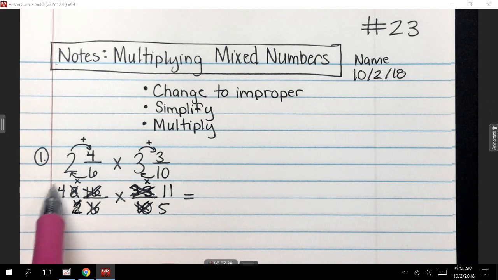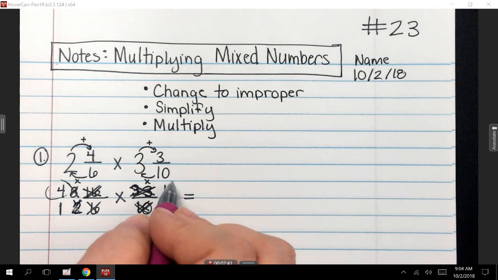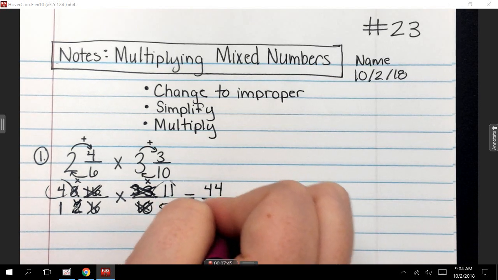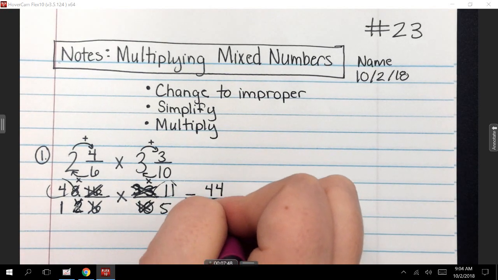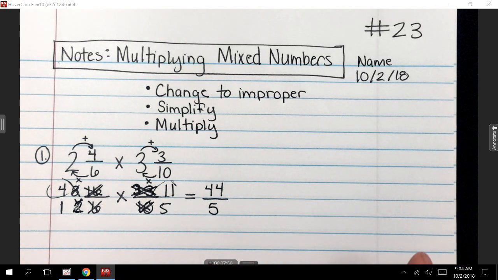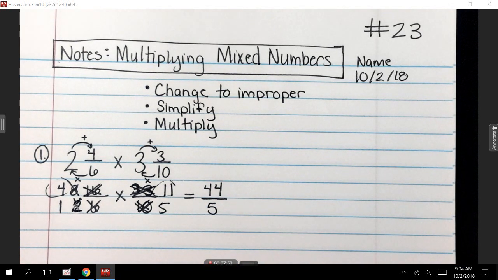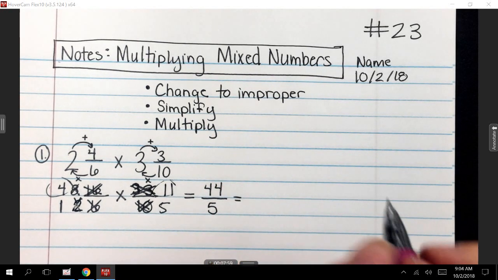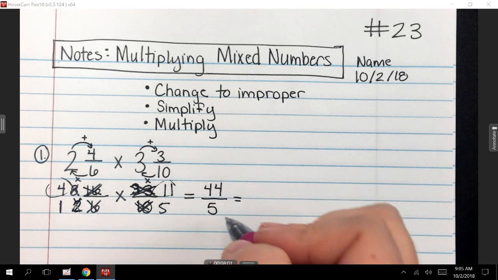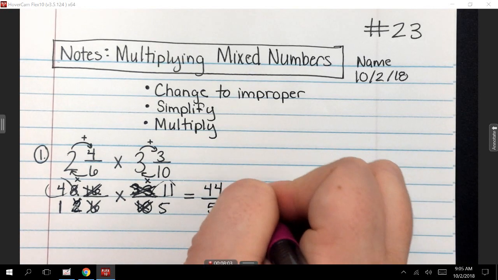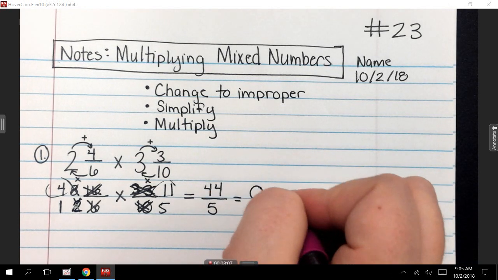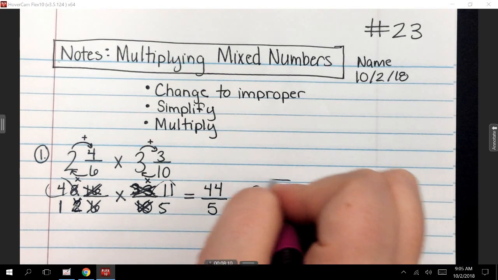All right, now what's clearly left on the top here? 4 times 11 is 44. And on the bottom, 1 times 5 is 5. Can I leave that as 44 over 5? No. What am I going to make that? Raise your hand, please. Chandler? 8 and 4. All right, 8 and 4/5. So 5 goes into 44 8 times, which gives me 40. So I still have 4 left over. So we get 8 and 4/5.